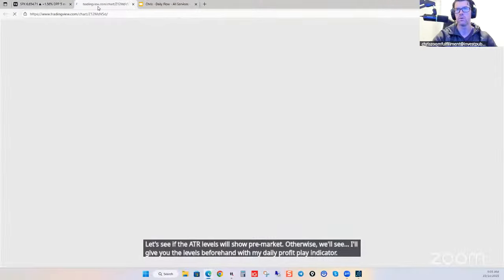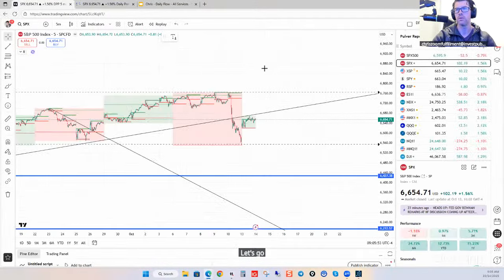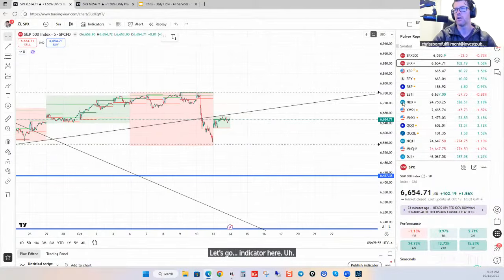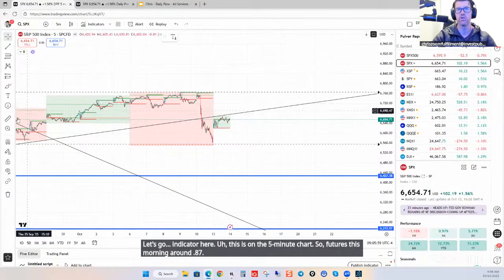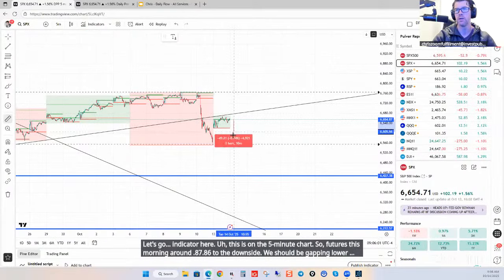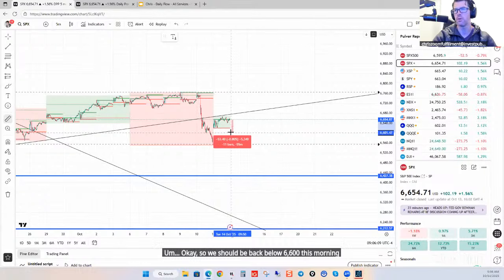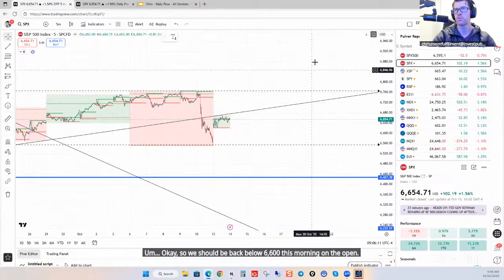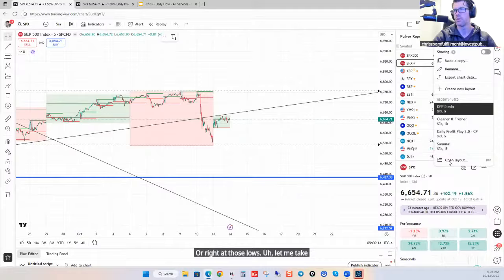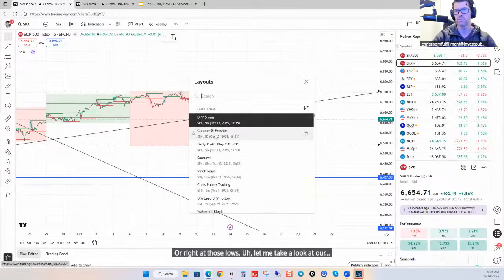This is on the 5-minute chart. So futures this morning are around 0.87, 0.86 to the downside. We should be gapping lower today. So we should be back below 6,600 this morning on the open or right at those lows. Let me take a look at our 0 DTE levels.